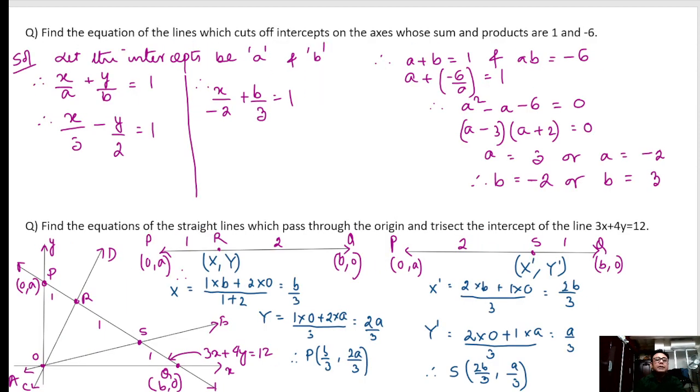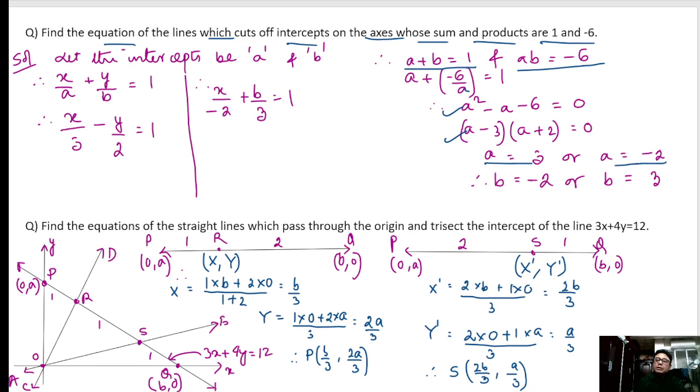Next, let's see the sum. The sum says find the equation of the lines which cut off intercepts on the axes whose sum and product are given. The sum of the intercepts is 1 and the product of the intercepts is -6. Instead of b I put -6 by a, making it a quadratic equation, and find a. So a comes 3 or -2.